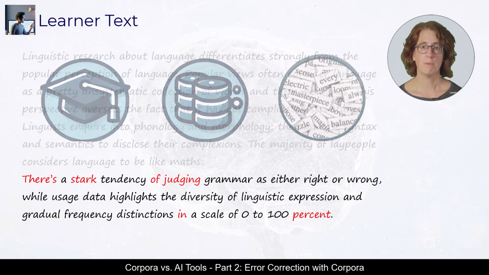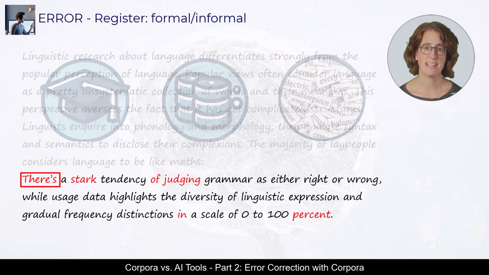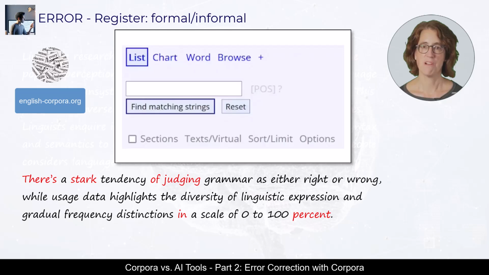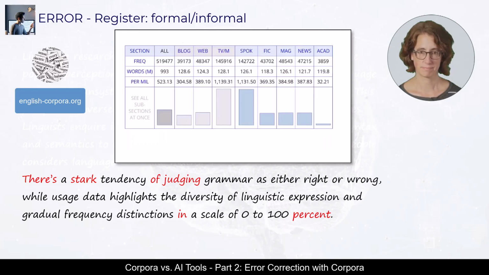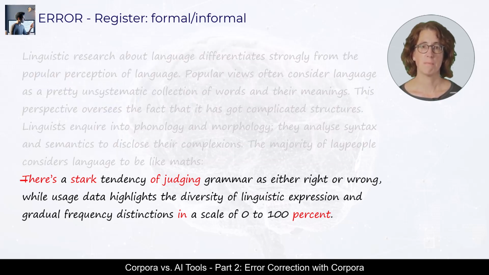Using contracted forms such as theirs is not common in academic writing. This can easily be shown with a corpus search in the chart mode. The sentence should more appropriately begin with the more formal "there is."